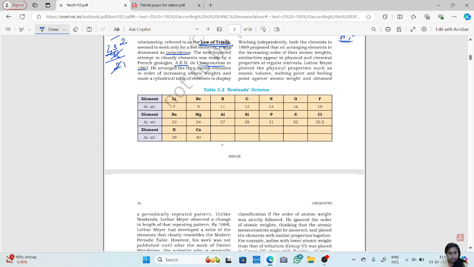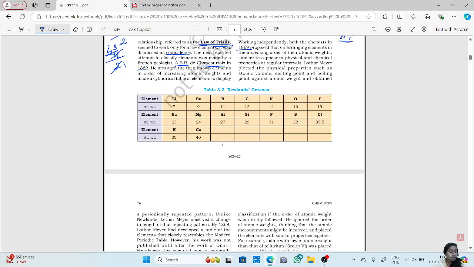Now, working independently, they didn't work together. Both the chemists in 1869 proposed that on arranging elements in the increasing order of their atomic weights, similarities appear in physical and chemical properties at regular intervals. Now what did both of them state? They stated that when you arrange the elements in their increasing order of atomic weights, similarities appear in physical and chemical properties at regular intervals.